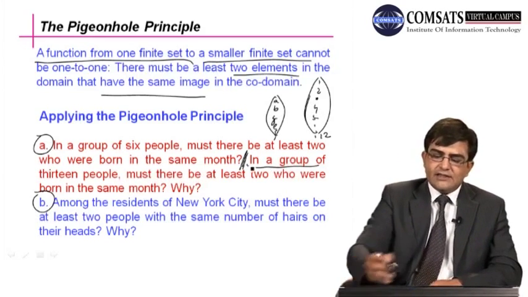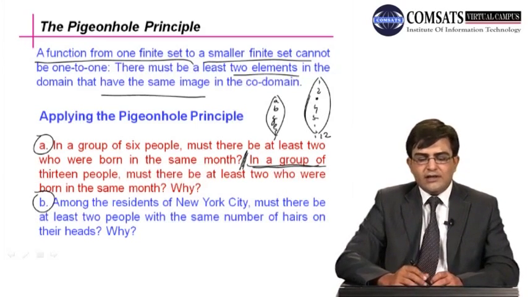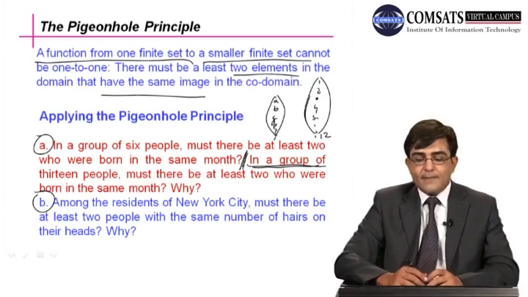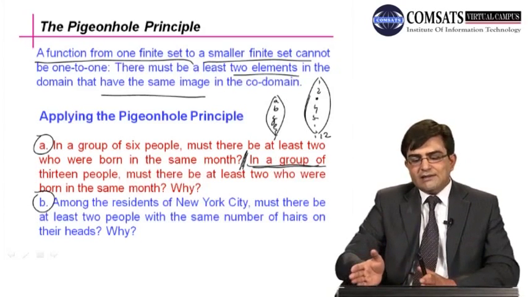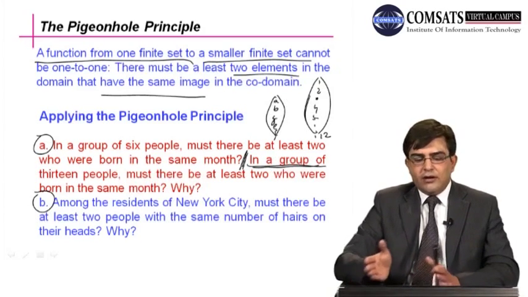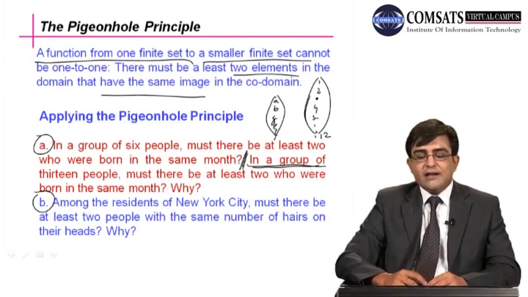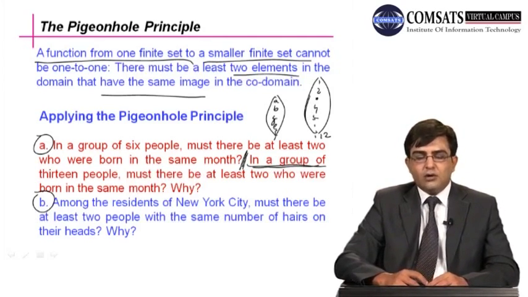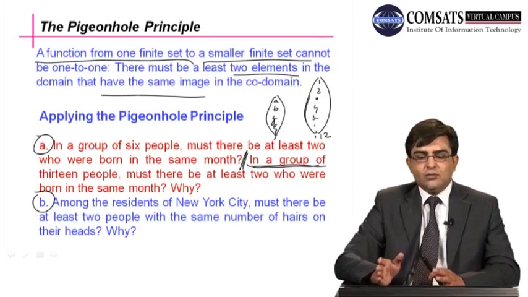Now in the second part of this example, in a group of 13 people must there be at least 2 who were born in the same month? Now we have 13 people and the months are 12. Here we can apply the pigeonhole principle. By using the pigeonhole principle, there must be at least 2 people who were born in the same month, because there are 13 people and 12 months. The domain set is larger and the codomain set is the smaller set.